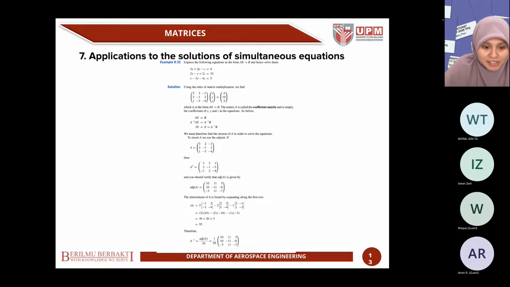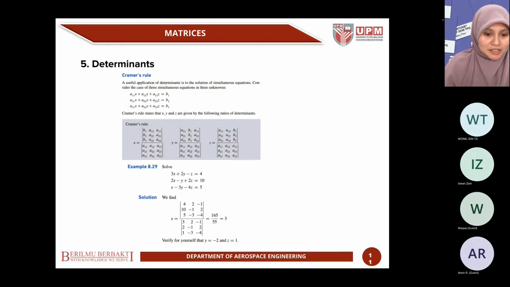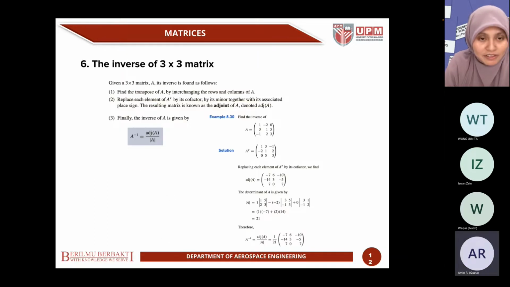Okay, another application. Oh, this one I missed. Okay, fine. The inverse of a 3 times 3 matrix. Just now we saw the inverse of 2 times 2, right? So now it's 3 times 3. To get the inverse of a 3 times 3 matrix is quite different. It's of course longer.